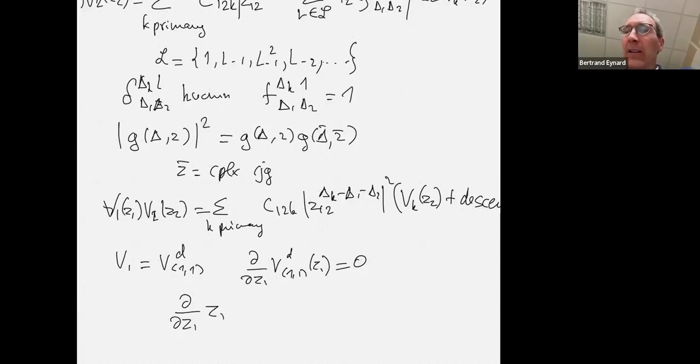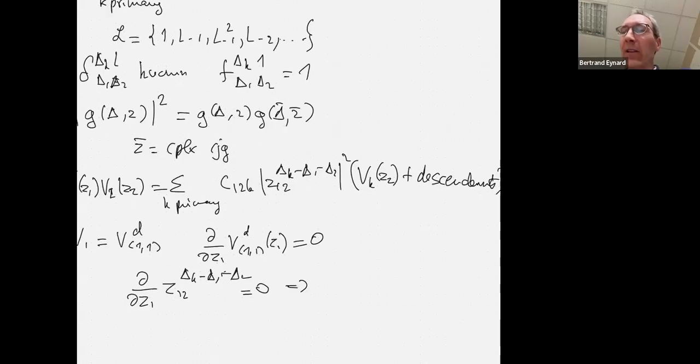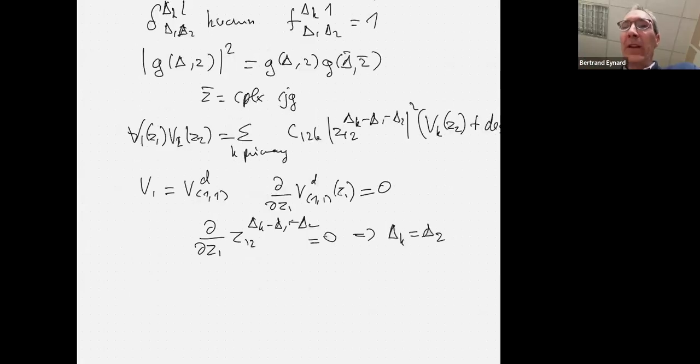And this implies that, well, we already know delta 1 equals 0, so we must have delta k equals delta 2. So the only primary field which can appear, if I do V1, of V11 with some field V delta 2, well, there is a coefficient C122, but then I must get V delta 2 itself.